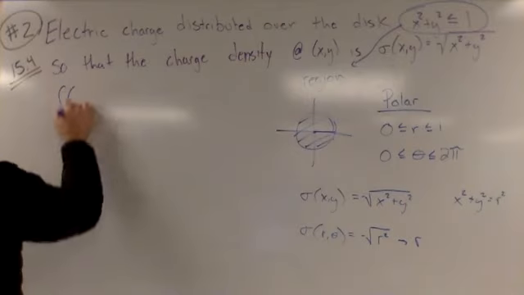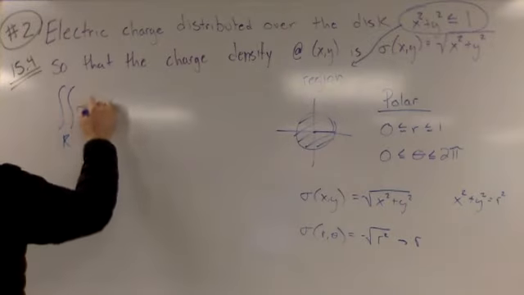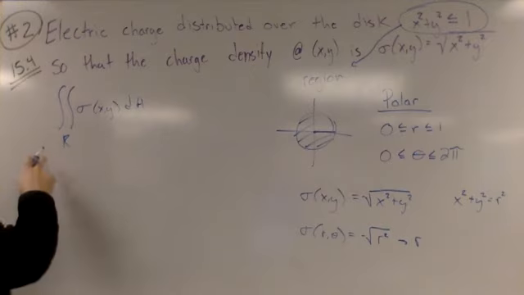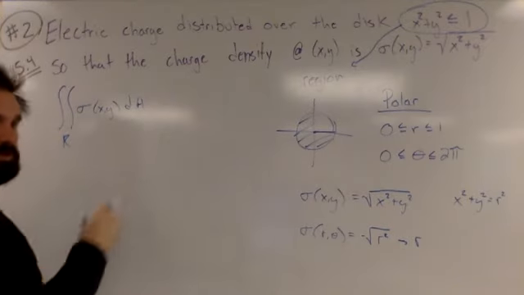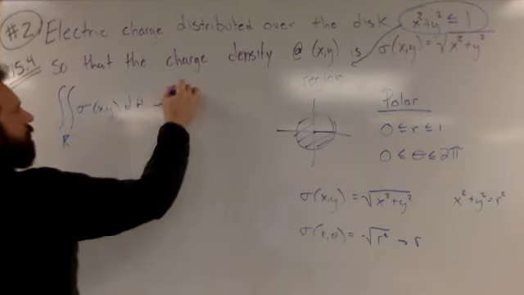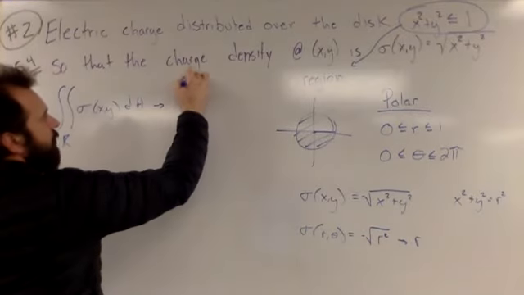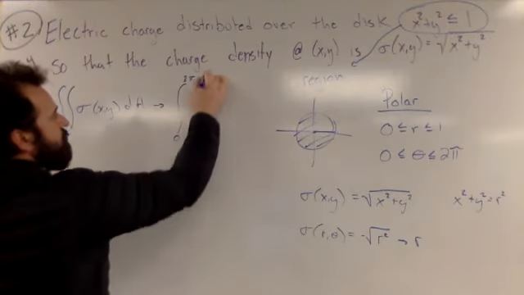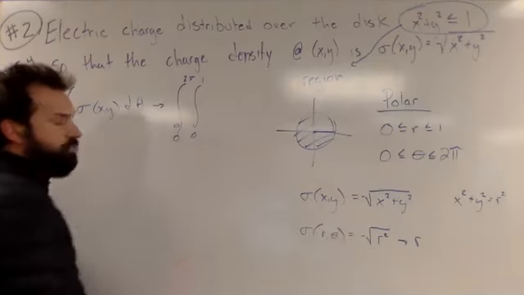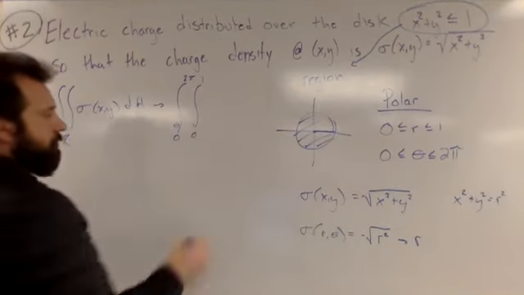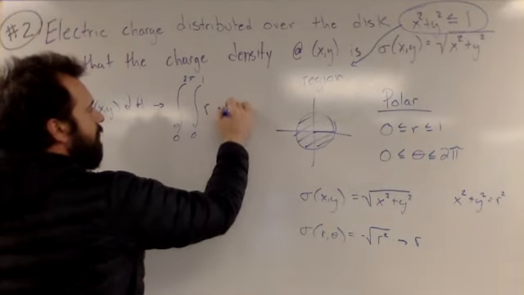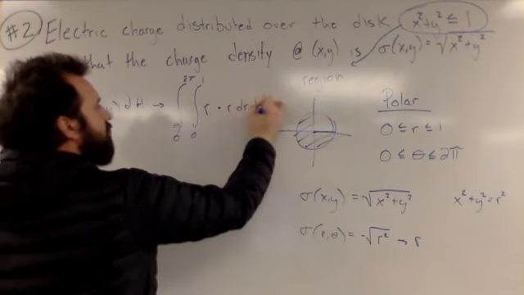So I'm going to write this, which is just my general formula to find the total charge, as the integral. Theta goes from 0 to 2 pi. My radius goes from 0 to 1. And I said you can put little variables here to remind you which each one stands for. My function is just r. I'm going to multiply that by r dr d theta.